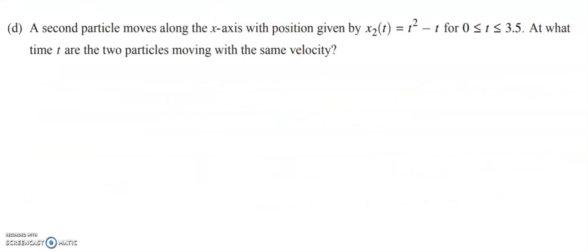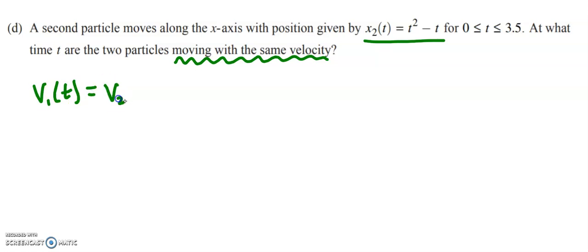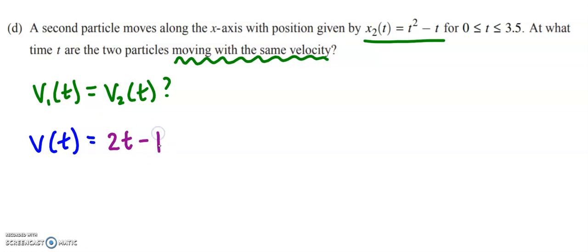All right, a second particle moves along the x-axis with a position given by this. At what time are the two particles moving with the same velocity? So I want to know, where is the velocity of the first particle equal to the velocity of the second particle? Well, the velocity of the first particle is just v of t, right? That was given to us. If I have position here, then my v2 of t, the velocity of the second particle, is just the derivative. So 2t minus 1.